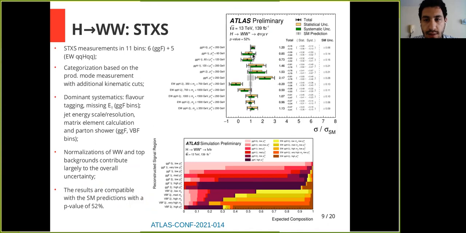As you can see, in some of these measurements the systematics are dominant. Just to mention some of them, the dominant ones are the contribution from the jet energy scale and resolution from the experimental side, or from the theory side, I can mention the parton shower modeling. In general, the contribution to the overall uncertainty from the normalizations of the backgrounds was very large.